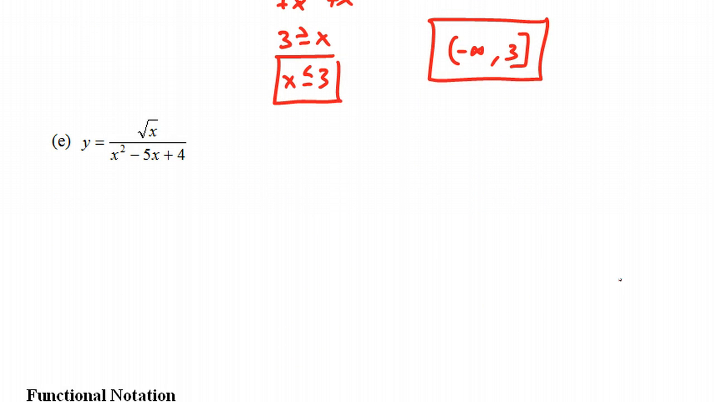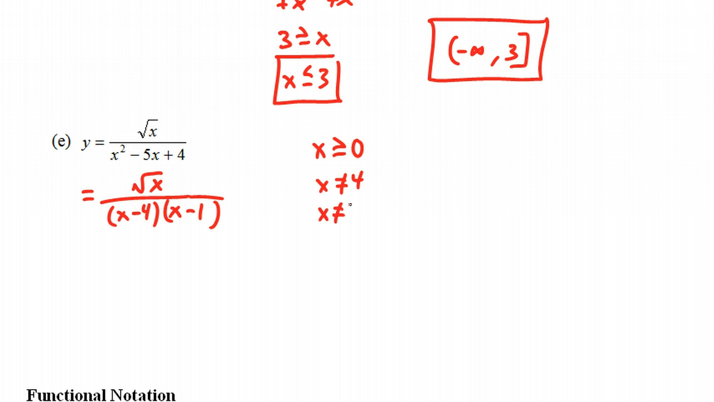Now, in the last case, we have to be careful of two things. We don't want to take the square root of a negative number, so we want x to be greater than or equal to 0, but also we don't want to be dividing by 0. Now, we can rewrite this by factoring the denominator as x minus 4 times x minus 1. Notice I do not want x to be 4. Otherwise, this factor would be 0, and when you multiply 0 by whatever this is, I guess it would be 3, the whole thing would be 0. So you cannot divide by 0, so x cannot be 4, and x cannot be 1.